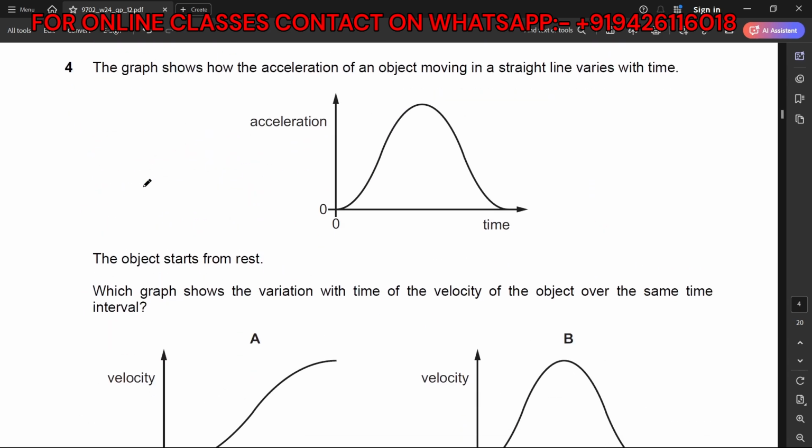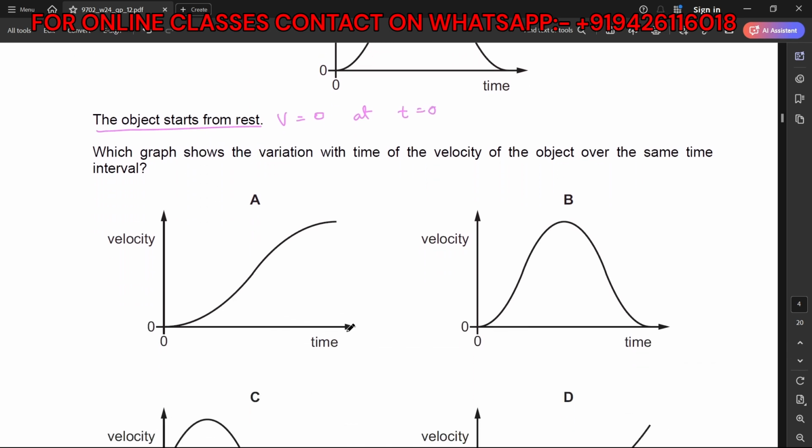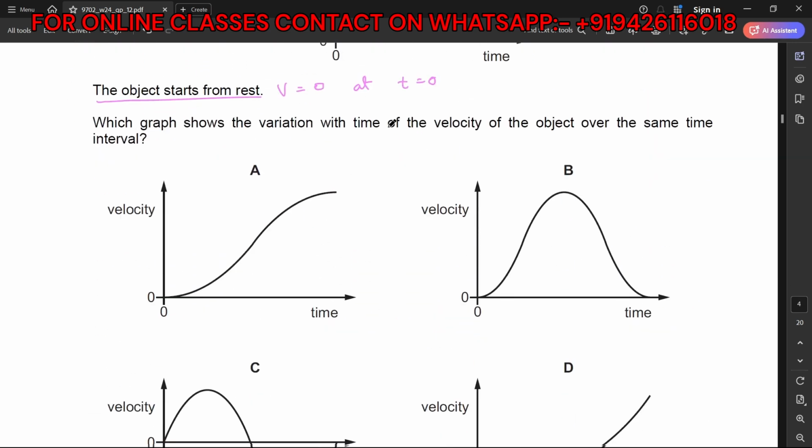Now, in our fourth question, it is showing us the graph for the acceleration of an object moving in a straight line as it varies with time. So as time is passing by, we can clearly see how the acceleration is going to behave. Now, the object starts from rest, which means initially the velocity will be equal to 0. V is equal to 0 at time equal to 0. Now, which graph shows the variation with time of velocity of the object over the same interval? That is what we have to figure out.